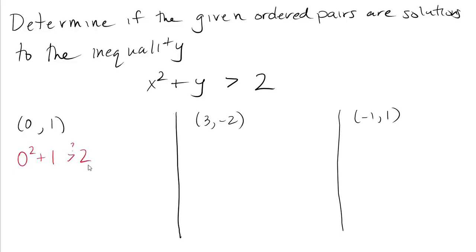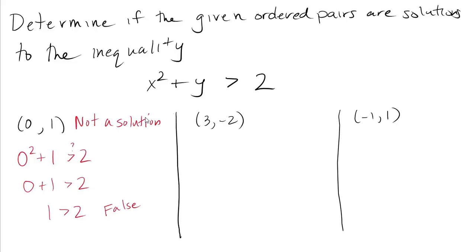Is 0 squared plus 1 really greater than 2? Well, 0 squared plus 1 is 0 plus 1, and 0 plus 1 is only 1, and 1 is not greater than 2. This is a false statement. So the first ordered pair is not a solution. 0, 1 does not make the statement true.